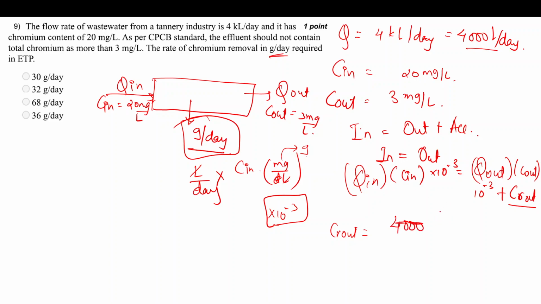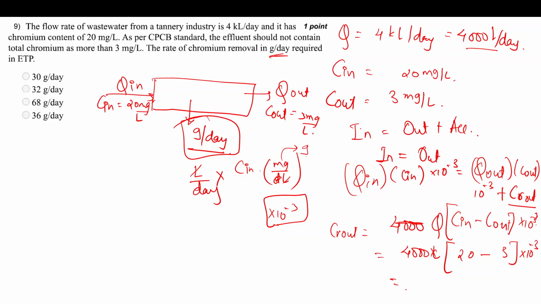Now Q in and Q out are the same, so you can take this out common. C in minus C out into 10 to the power minus 3, right? So this will just remain. So Q is 4000 liters. C in is 20 milligram per liter minus C out is 3 milligram per liter into 10 to the power minus 3. So if you calculate this, it should come out to be, I guess, yeah, 68 gram per day of chromium is removed.